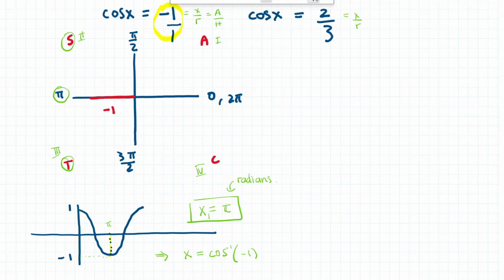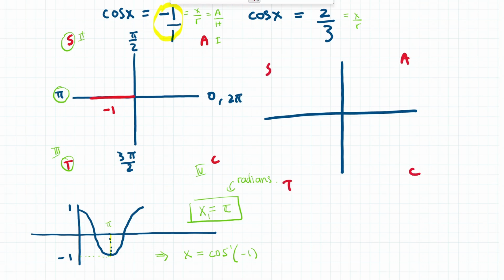Okay, so now let's look at our other side. So we have cos x equals 2 over 3. Let's draw that out. So we have 2, and we've got our CAST rule.